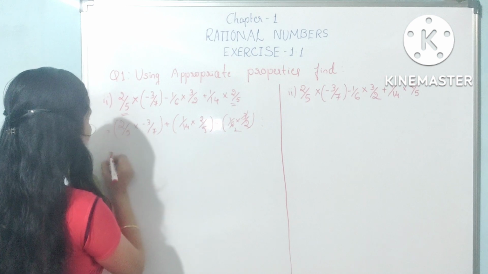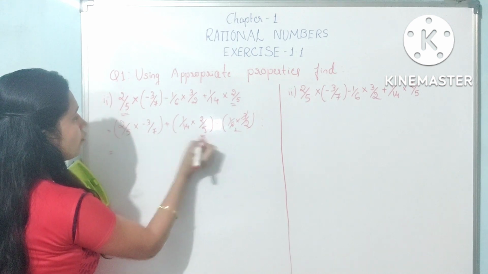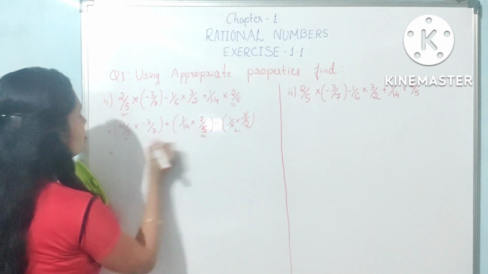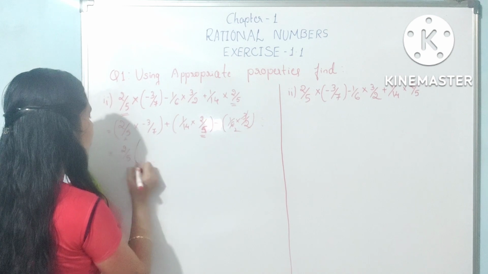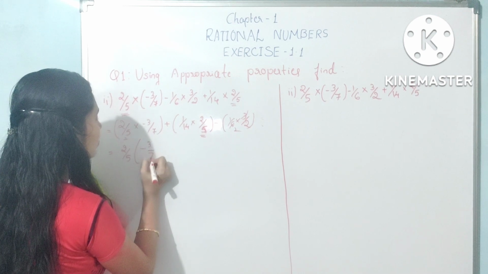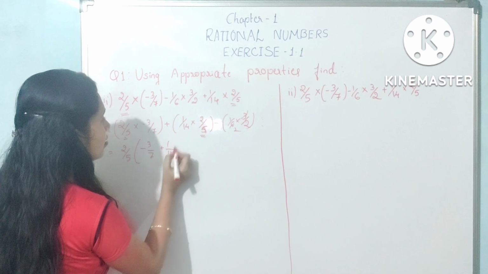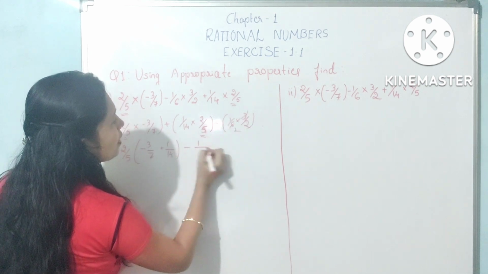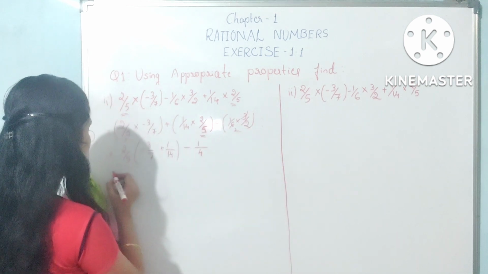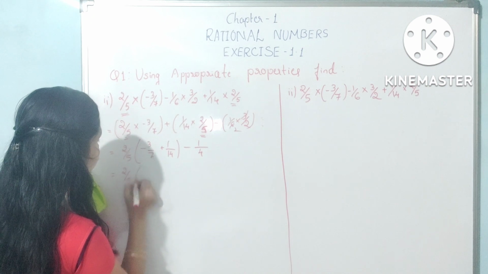So next, what is common? 2 by 5 is common. So take that out, 2 by 5. The remaining is minus 3 by 7 plus 1 by 14. Correct? Minus 1 by 2 twos are 4. Right? So 2 by 5.